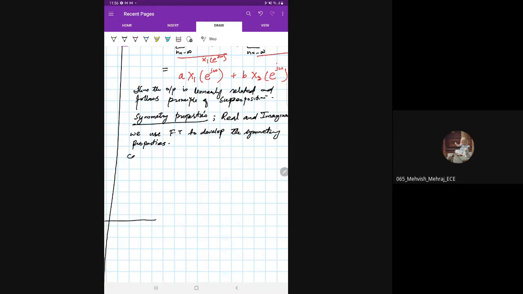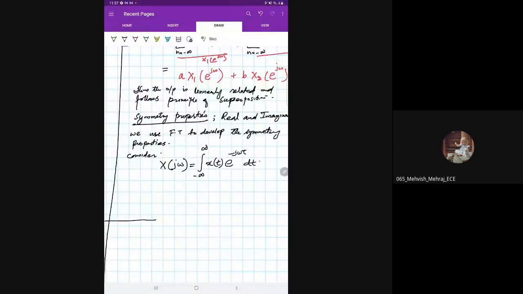Now if we consider a signal X of j omega, which is basically the Fourier transform of x of t, then X of j omega is equal to the integral from minus infinity to plus infinity of x of t e raised to power minus j omega t dt. This is the general equation for finding the Fourier transform of x of t, which we used to write in our previous lectures.